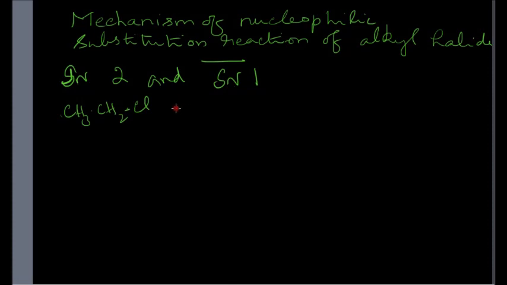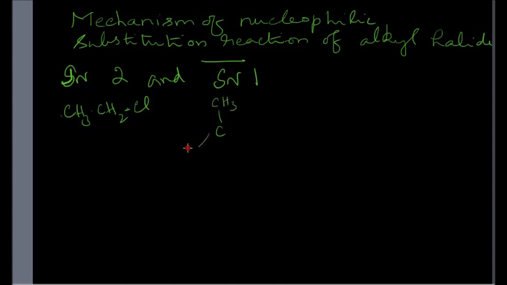hydrolysis reaction is one in which the alkyl halide is treated with an alkali to replace the halogen by hydroxyl group, leading to the formation of alcohol. This is called the hydrolysis of alkyl halide. I will represent the alkyl halide, that is ethyl chloride, this way.